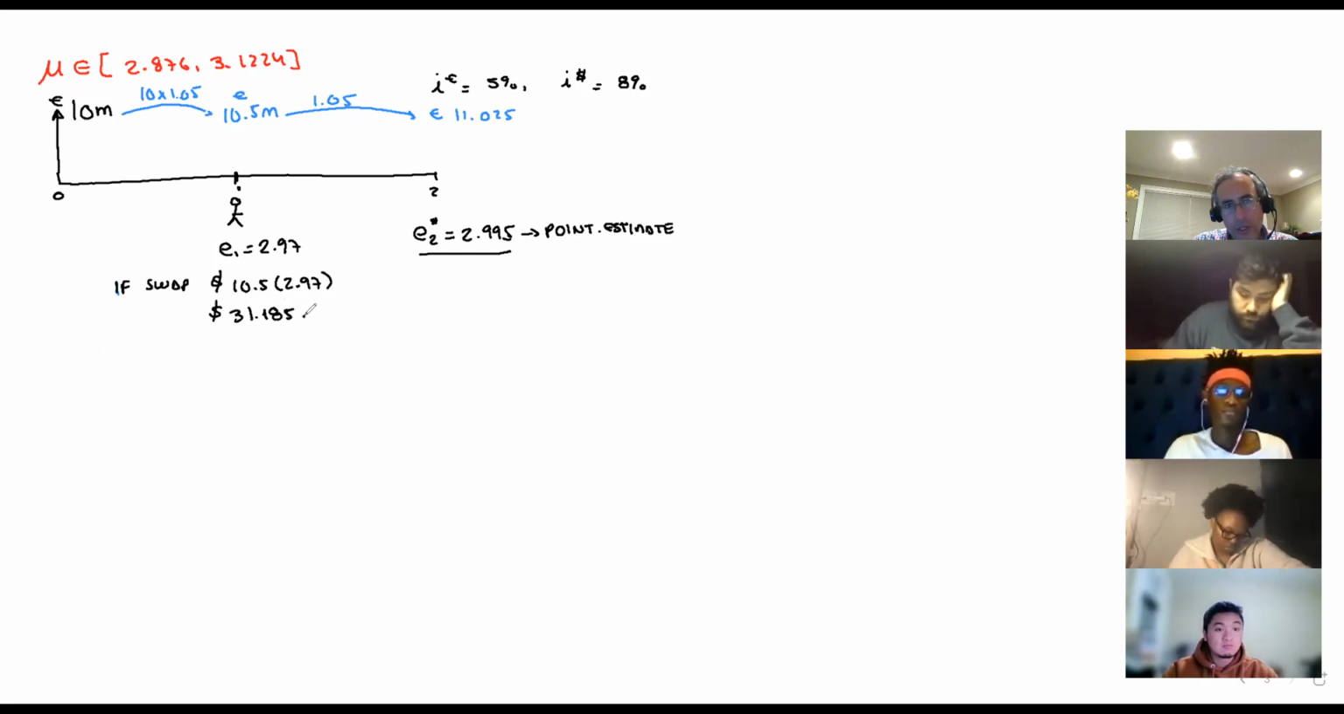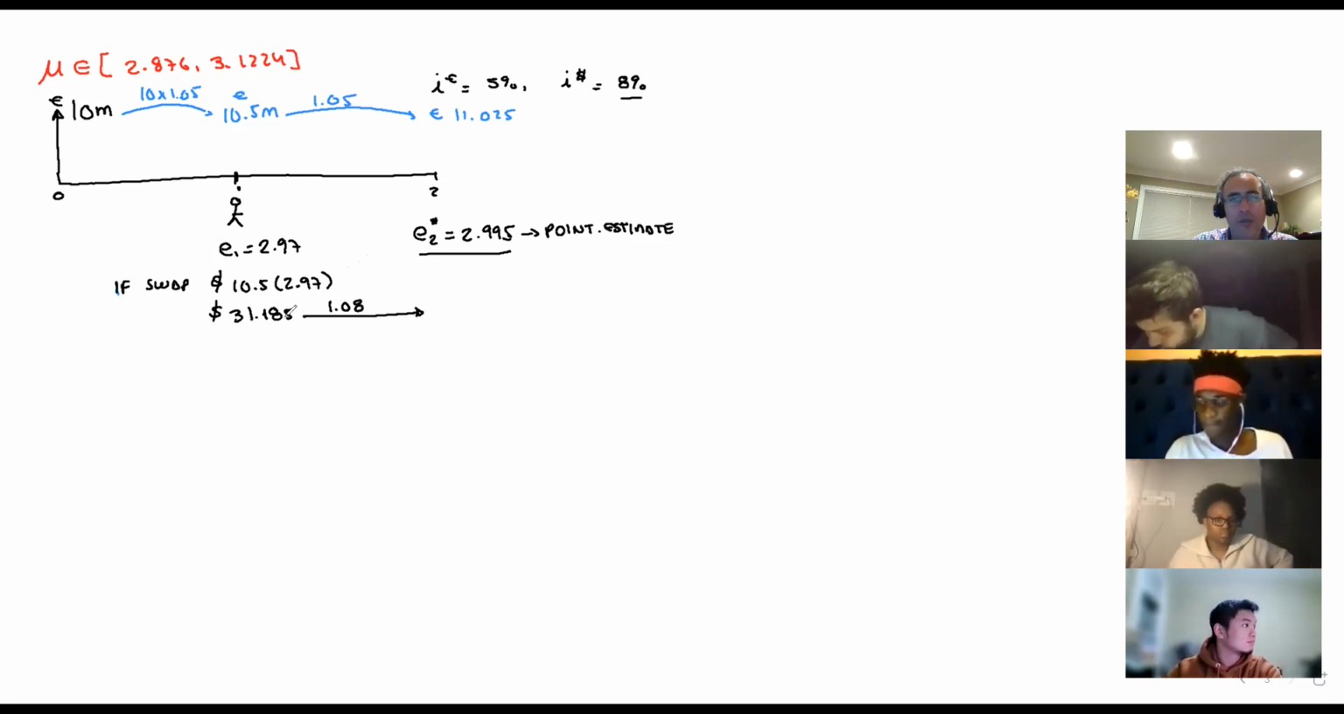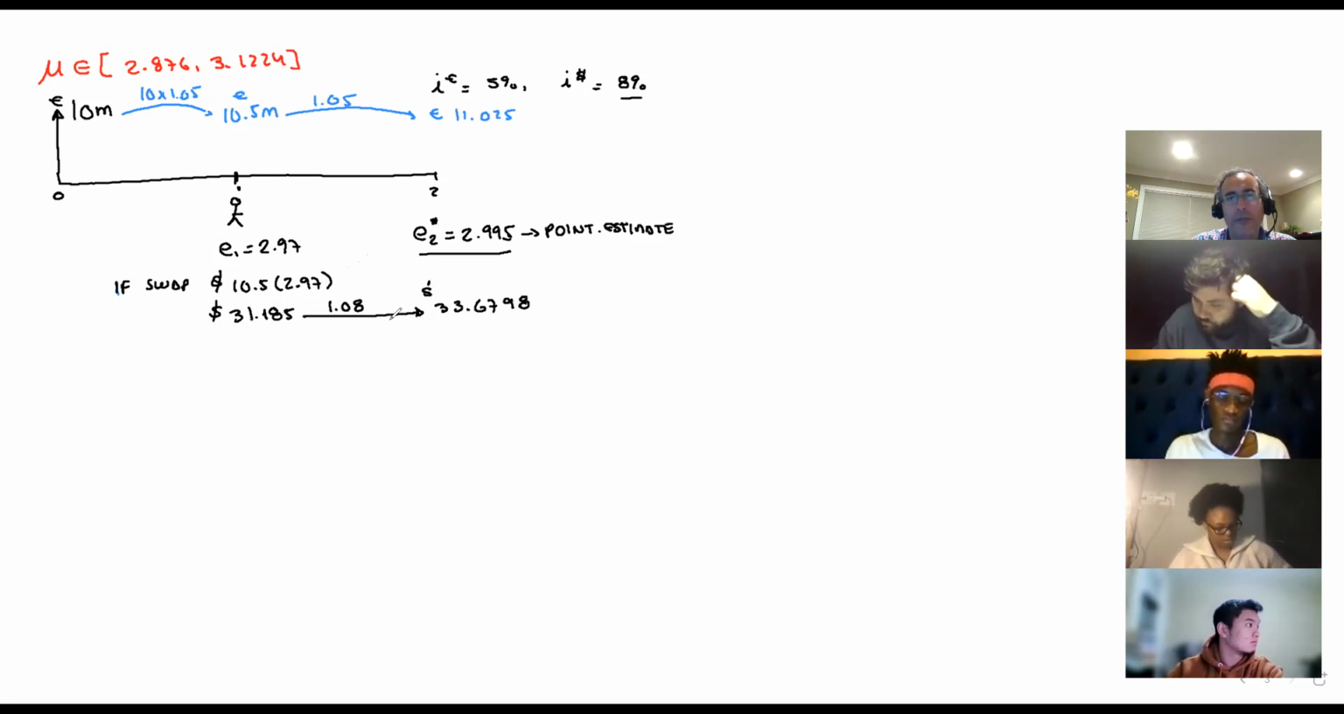Now, if I have this one here, what is the value of this in the future? It is going to be times 1.008, because I'm in the USA. So if we do this, what is the value here? 33.6798. Okay. Now we need to compare. So let's do the comparisons here.